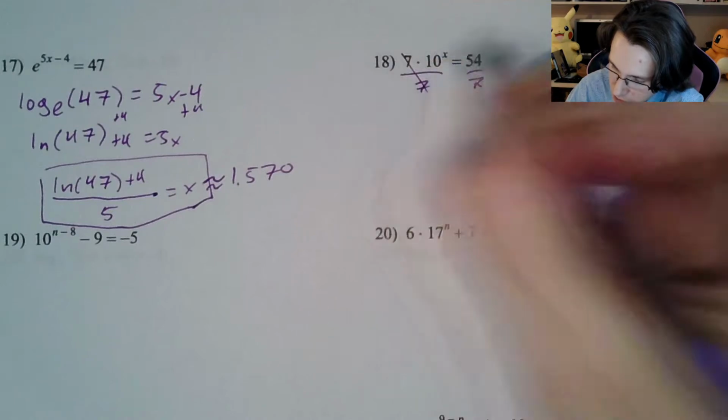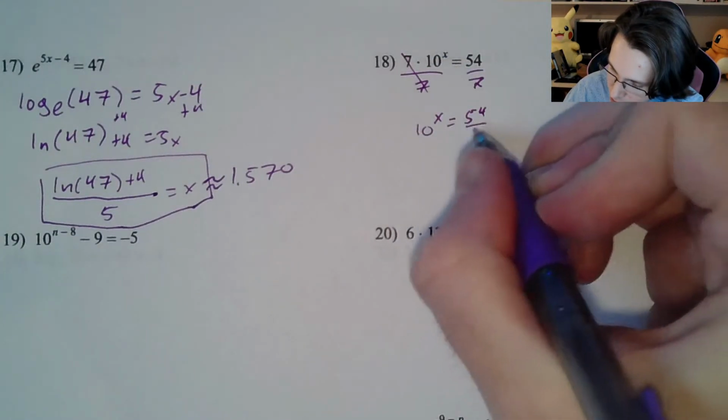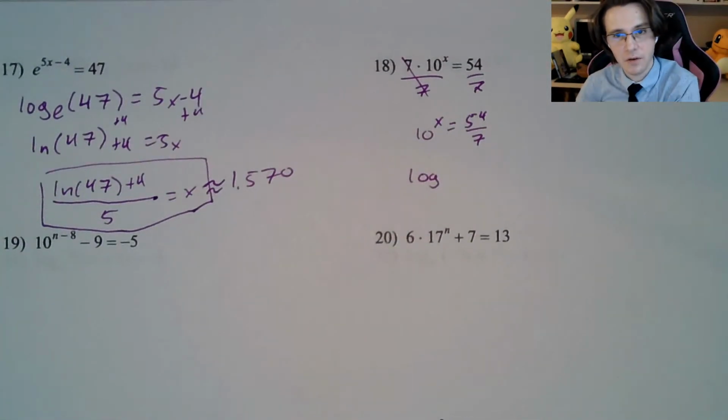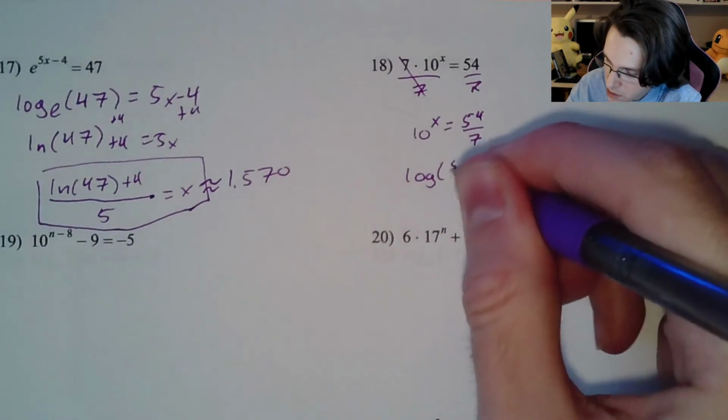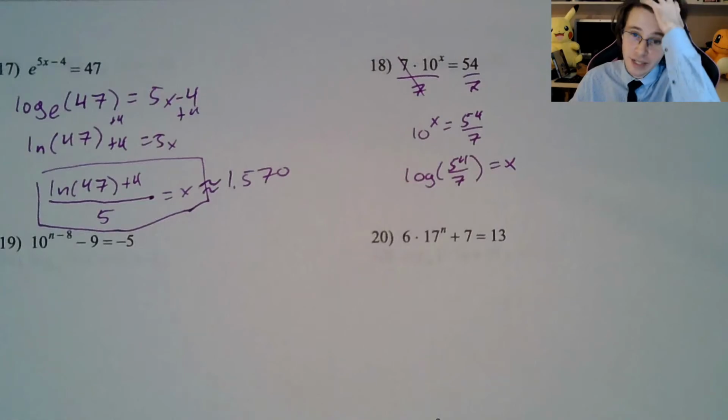And we're going to cancel out those 7s here. So we're going to have 10 to the power x is 54 divided by 7. This time when I do that log loop, I'm specifically leaving that 10 out. Remember, it's invisible. You do not need it. So log base 10 of 54 over 7 equals x. This is our exact answer.